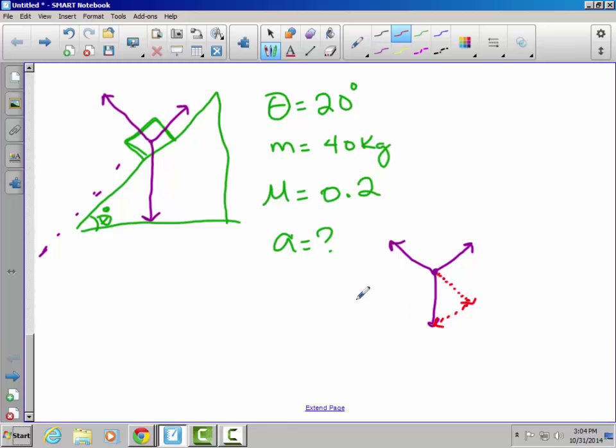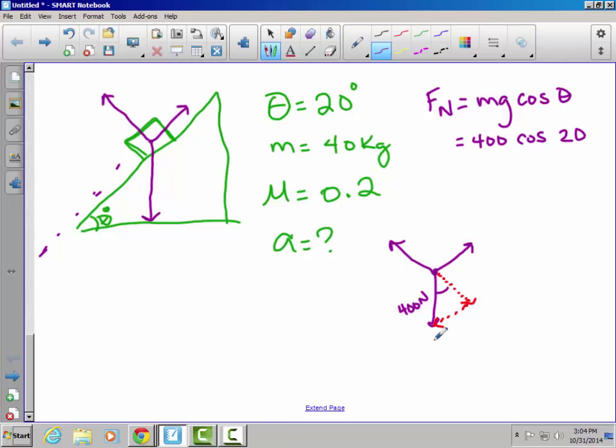So, we know that the weight is 400 newtons here. I don't know what the normal force is because it's on a ramp, right? So I have to find this side of my triangle. So we can go ahead and do that. My normal is going to be mg cosine theta, which is 400 cosine 20.